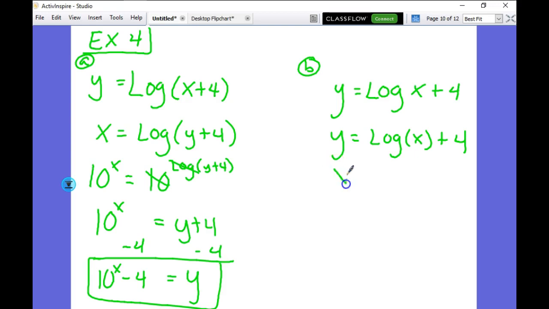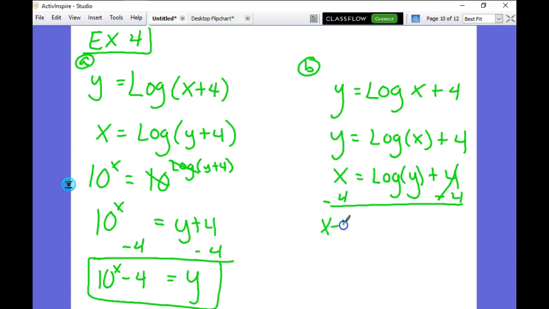So of course, first step is to switch the x and y, right? Now that 4 is not inside of the log, right? So I'm going to start by getting rid of the 4 first. How do I get rid of that 4? Yeah, you're just going to minus it. So on the left, I'm going to have x minus 4. And on the right, I've got log y.